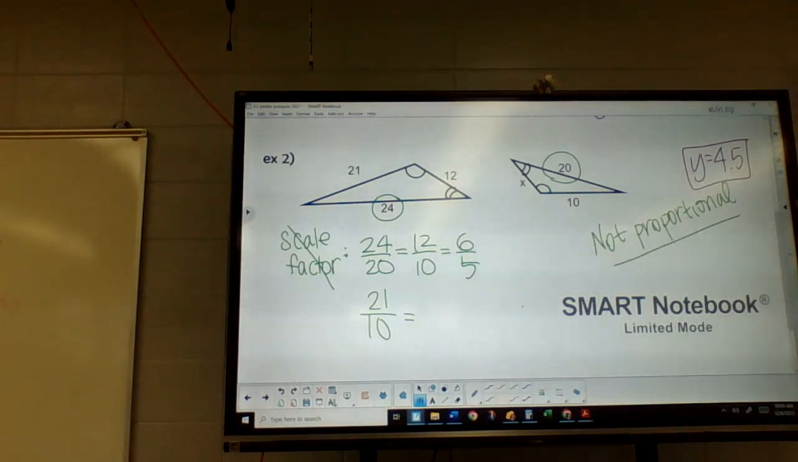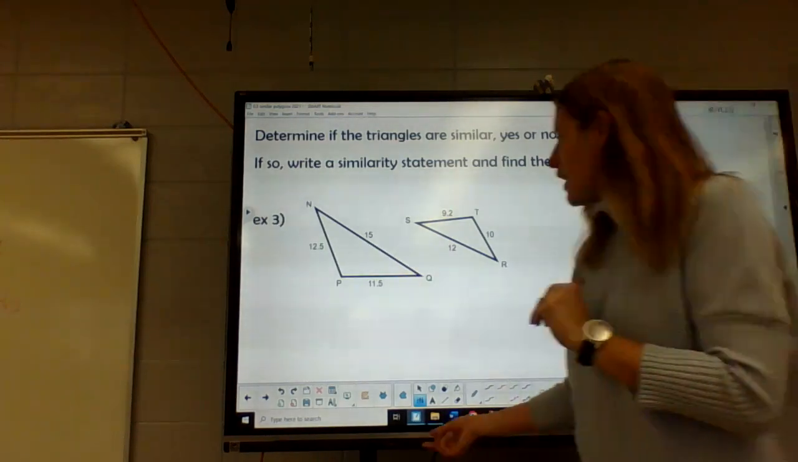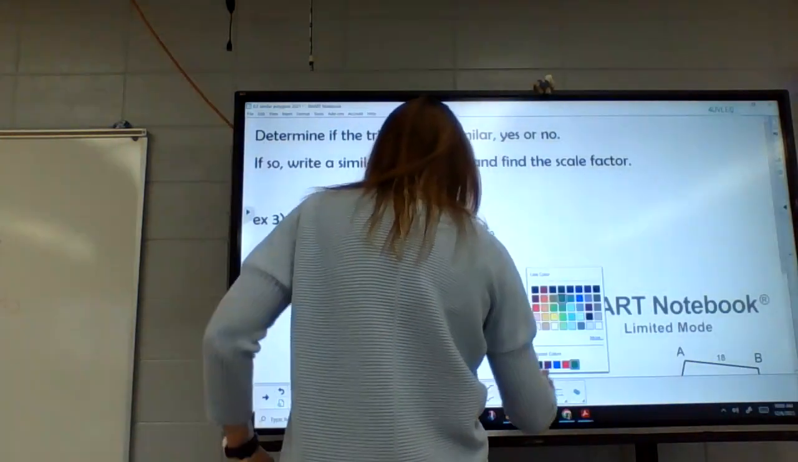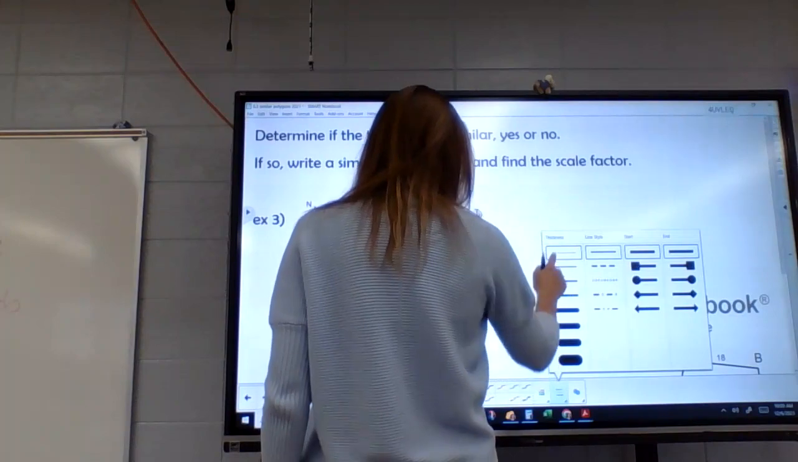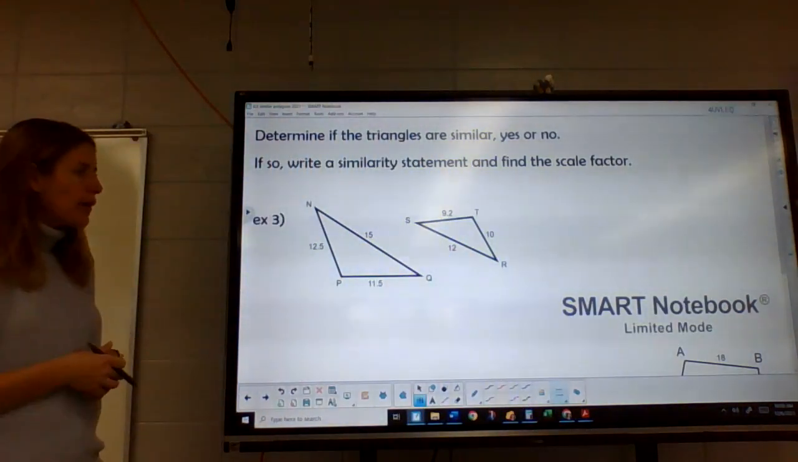All right, the next one, it says to determine if they're similar, yes or no, and then they want us to write a similarity statement and find the scale factor. So this next one, they want us to check if they're similar. In order to be similar, the sides have to be proportional. So we're going to check and see if they actually are proportional. Now this one's a little bit tricky because nothing's marked for us other than the side lengths. And there's decimals, that's a little bit annoying.